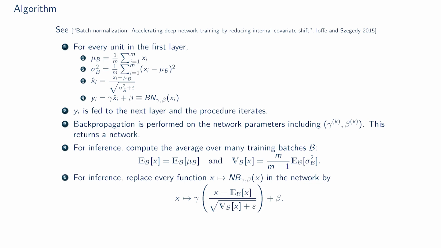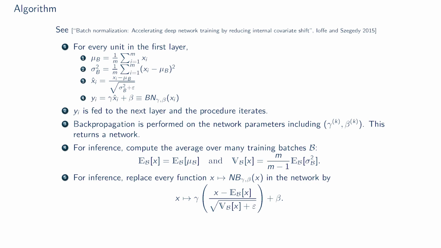Here is the algorithm. So let's start with the first layer of our network. For every unit in the first layer, we let x_i be the output of this unit for the ith observation. We compute the mean output mu_B and the variance output sigma_B squared on the current mini-batch. Then we compute the renormalization x_i hat for each data, in which we subtract the mean and divide by the square root of the variance plus epsilon, where epsilon is simply a numeric constant which ensures the numerical stability of the division. Then we compute the final output of the batch normalization layer for this neuron, which is y_i equal to gamma x_i hat plus beta.